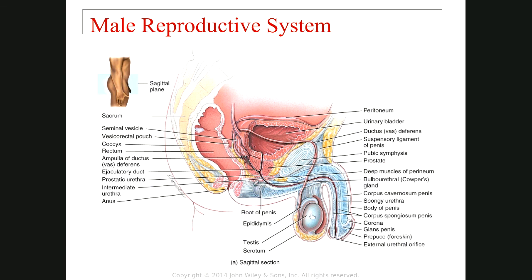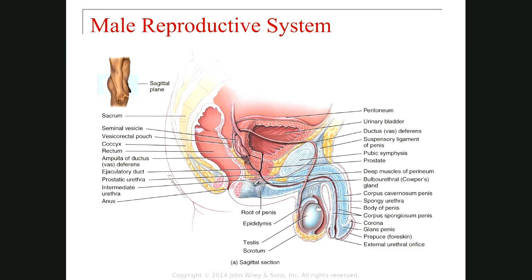First, this is the testis. It's located outside of the body in a sac, which we call a scrotum. The testis should be outside of the body because the temperature for spermatogenesis should be about 2 to 3 degrees centigrade below the body temperature. This sac is called a scrotum, and the testis is located inside.